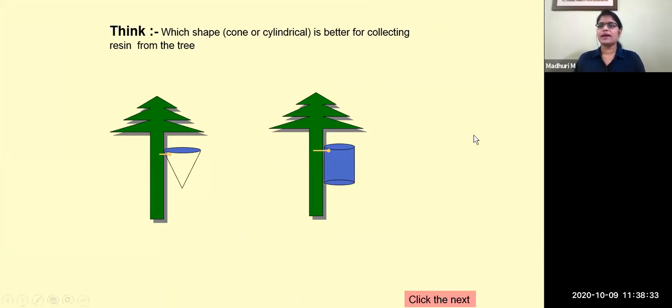Let us look at one more application based question on this. Like you can see there, which shape is better for collecting resin from the tree? Now we all know that resin from the tree is collected for industrial use, right? So what type of structures do they attach to the tree so that the resin gets collected and the tree is not damaged? Okay, so we have 2 options. Either the company can think of attaching a conical structure like that, or they can think of attaching a cylindrical structure like that. Now think, students, which is good for the tree and also for the company?